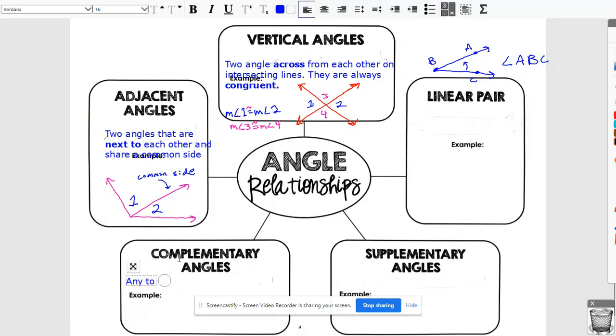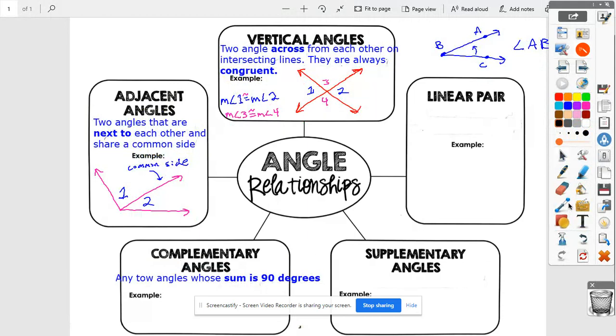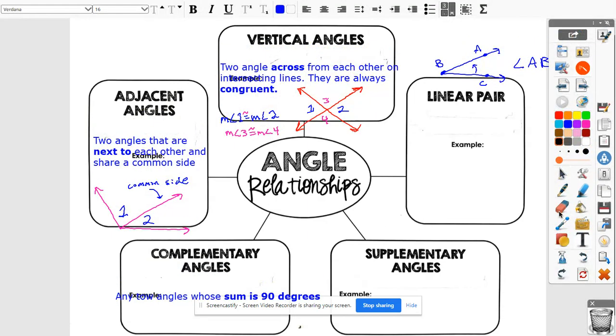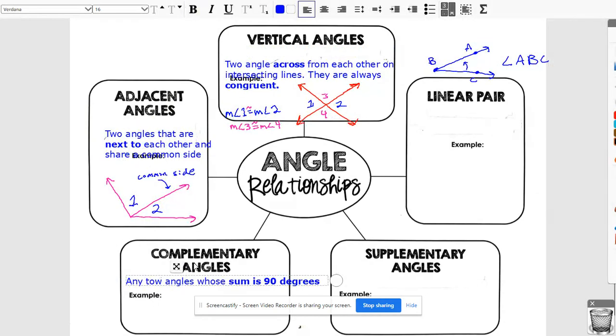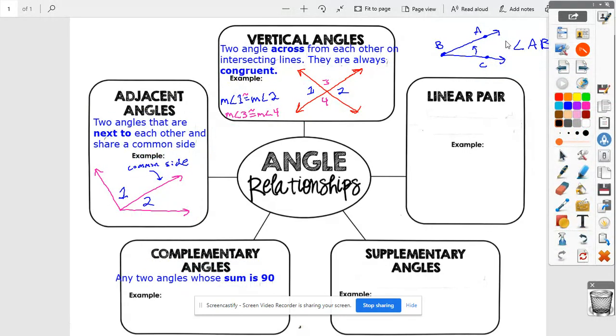Complementary angles are any two angles whose sum is 90 degrees. Okay, so what we mean by that is, if we have one angle that is, whoops, spelled "two" wrong. Go back here. Any two angles whose sum is, I'm actually going to go back and we're going to use the degree symbol. So any two angles whose sum is 90 degrees.